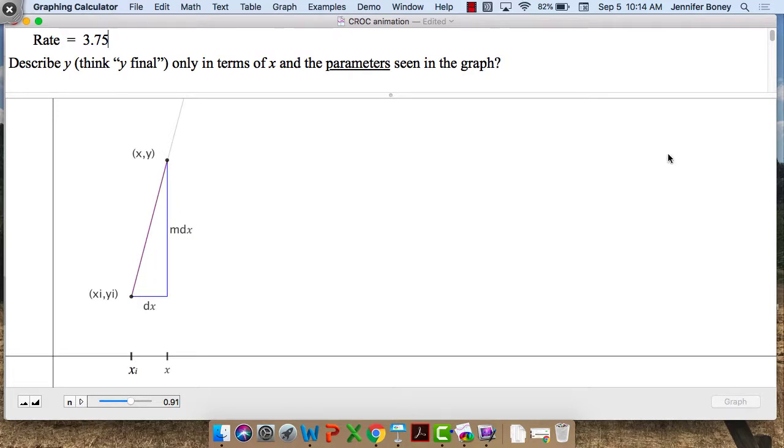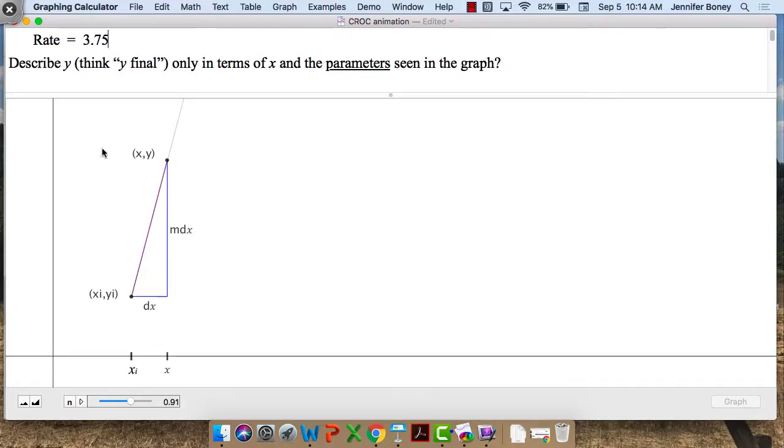There. All right, suppose I wanted to just, in general, describe y final, the y at the end of this, the one that's moving up the line that I've stopped suddenly, just in terms of x and the parameters in this graph. So you can use 3.75 instead of using the parameter m. So m is a parameter, 3.75 is a constant. m right now has a value of 3.75, but I can make it something else. 3.75 is a number that we all know what it is, more or less.